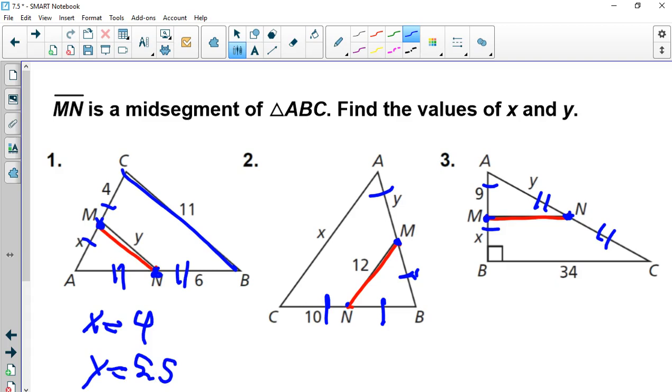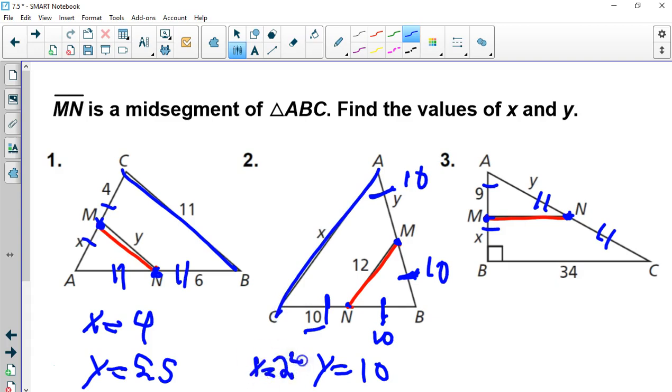Alright. So, N is the midpoint, which means this is 10. Because this is 10. But we also have these marks saying these two are the same, so those are 10. And since these marks are equal, that's also 10. So y is 10. And then x, this line here is double the mid-segment, so x is 24.